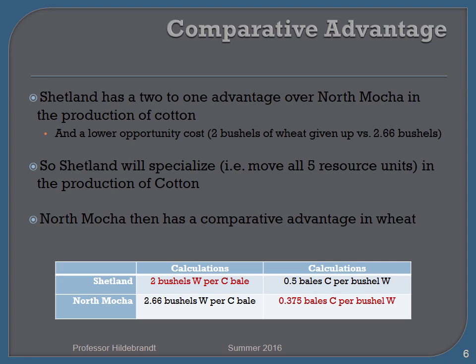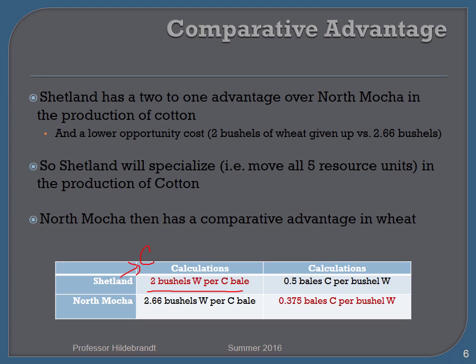So what we see is that Sheetland has an advantage over North Mocha in the production of cotton. They've got that lower opportunity cost. They only have to give up 2 bushels of wheat instead of 2.66 bushels. And again, I pulled in that chart from the previous slide. So Sheetland is going to specialize in the production of cotton. Okay, so Sheetland is going to be cotton.